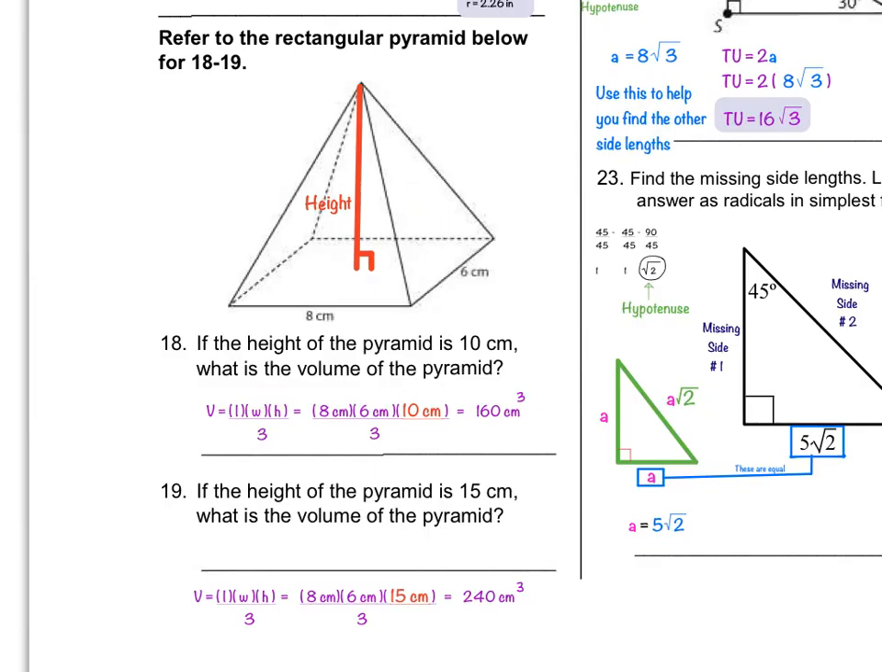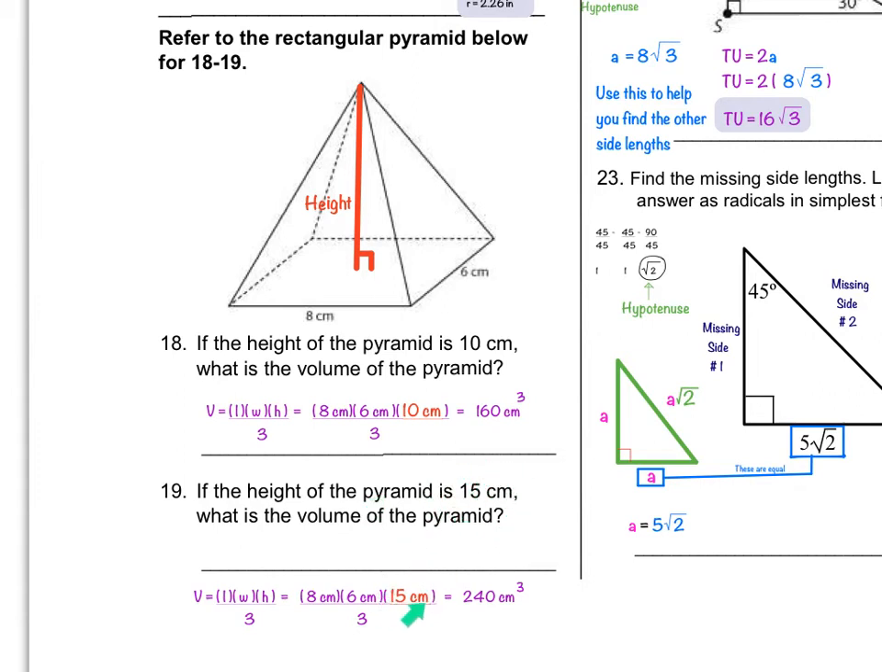Number 18 and 19 deal with this pyramid that's here and the height of the pyramid. In problem number 18, they tell you that the height is 10. They want you to find the volume. So the formula for the volume is length times width times height divided by 3. So the height they gave you is 10 centimeters. The length was 8, the width is 6, and multiply by 10 and divide by 3, you end up with 160 centimeters cubed.